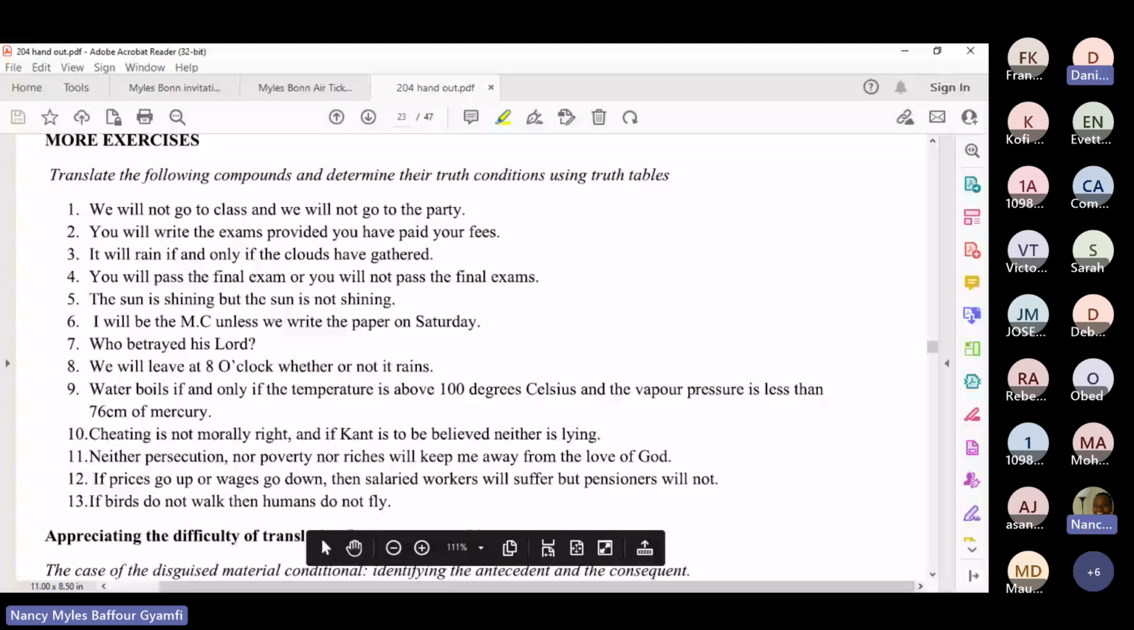Okay. We write the exam. So the other one is you have paid your fees. Then the connective term is what? Provided. Someone said disjunction, but this is a condition. Tell me what it says, not what it can be.